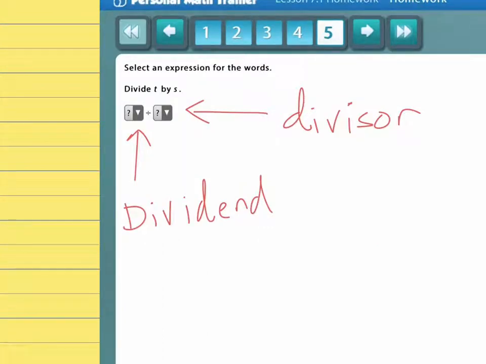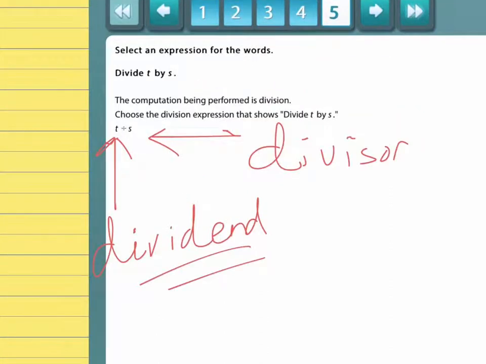Divide t by s. So your dividend is going to be t, and your divisor is going to be s. So divide t by s. And there it is. Your dividend is t and your divisor is s. So you're dividing t by s.